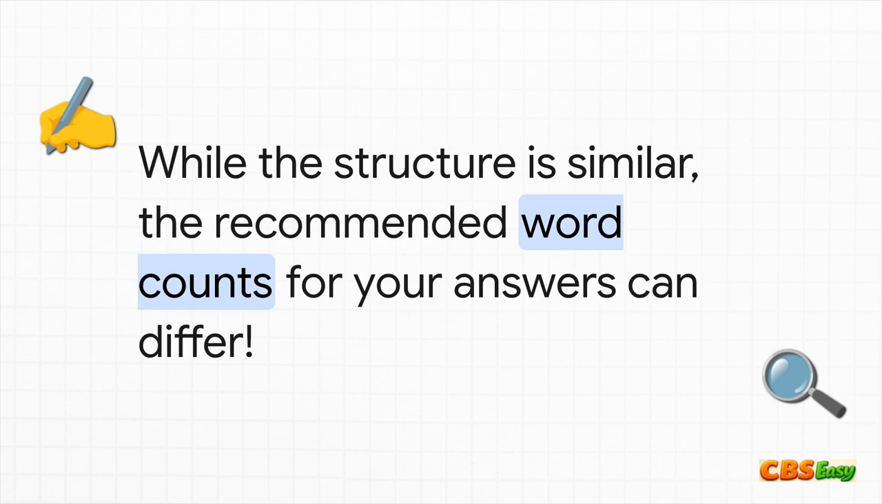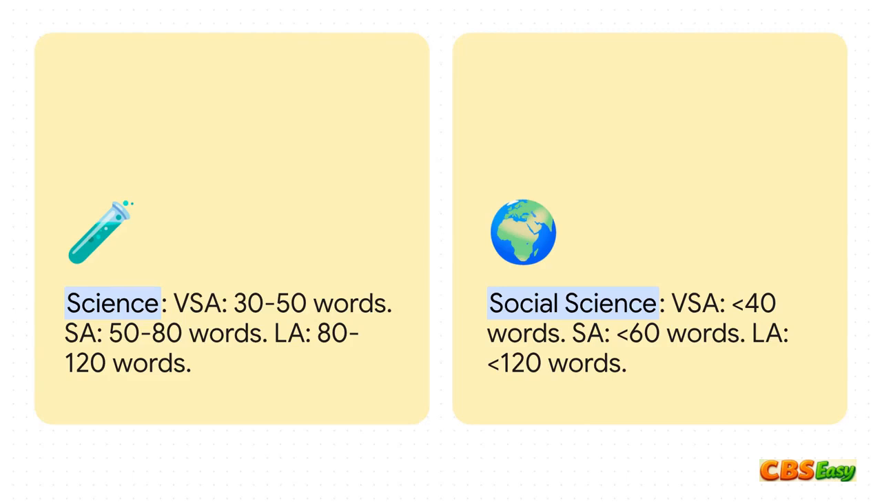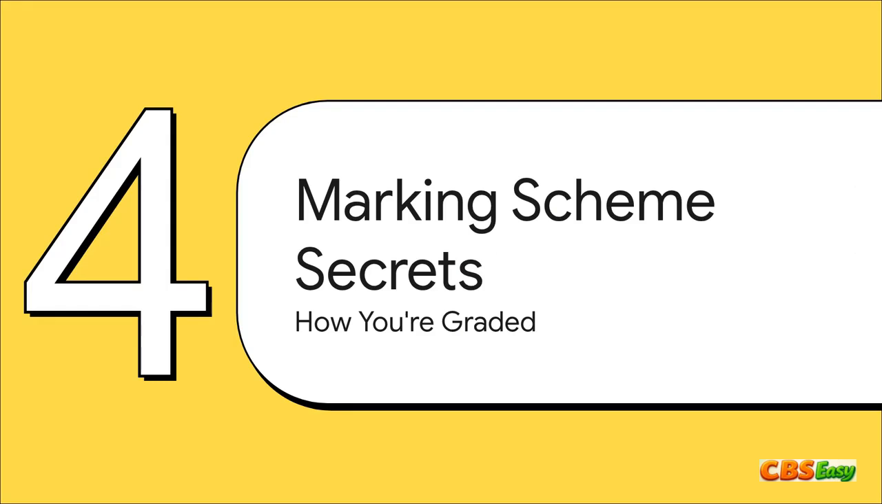Okay, but, and this is important, while the structure is similar, there are a few subtle differences you absolutely need to be aware of. And one of the biggest ones is the suggested word count for your answers. Look closely here. For a short answer question, science gives you a window of 50 to 80 words, but social science is a bit stricter, telling you not to go over 60. Now, why does this little detail matter so much? It's all about managing your time. Knowing these guidelines helps you give just the right amount of detail without getting bogged down and wasting precious minutes.